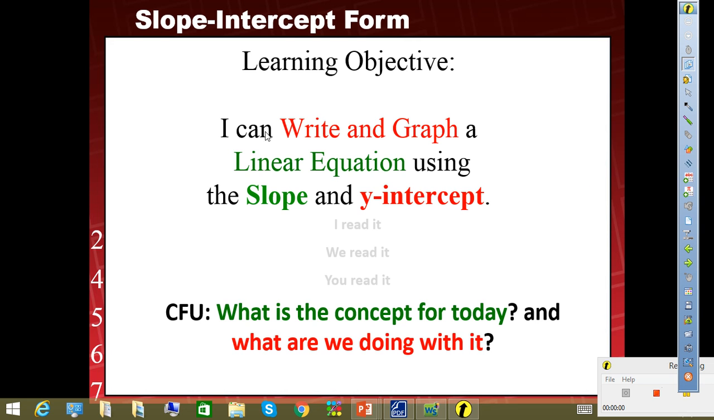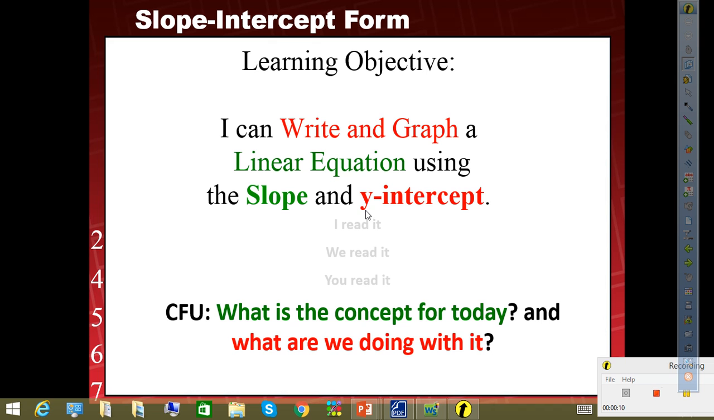So once again, our objective: I can write and graph a linear equation using slope and y-intercept. By the way, we don't need a Fourier model for a linear equation or linear function. We already did that before the break. Remember one of the lessons I said, this is a linear equation, this is a linear function. I went back and forth. So we don't need a Fourier model for that, but we do need a Fourier model for slope-intercept form.